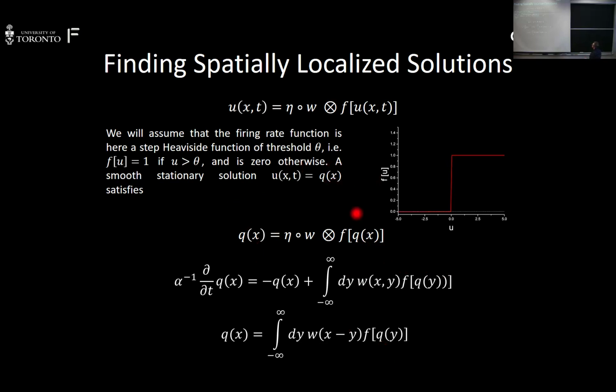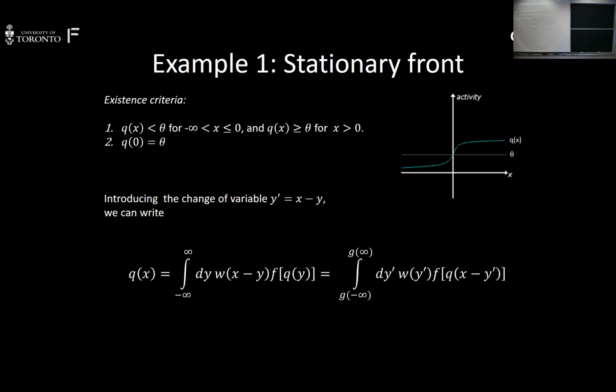This is what we're after. What are the criteria for these kinds of solutions, and how do we find them? We're going to take the front first, and then move up to bumps and traveling waves. We're looking for something that's going to give us a solution to this equation here.